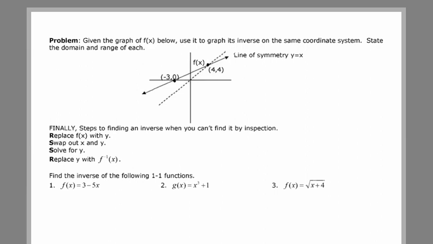So let's think about some of the patterns that we saw earlier, especially for ordered pairs. If I have the ordered pair -3, 0, if I switch the x's and the y's, the ordered pair on my inverse will become 0, -3. That's going to help me graph it. So -3, 0 becomes 0, -3. Notice it's across the line of symmetry. So I'm working on my inverse.